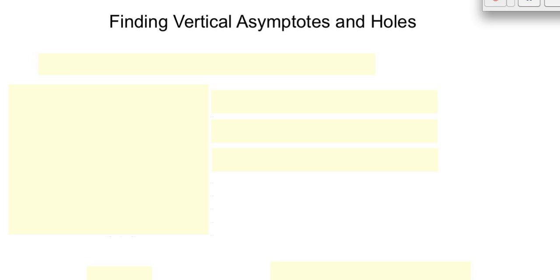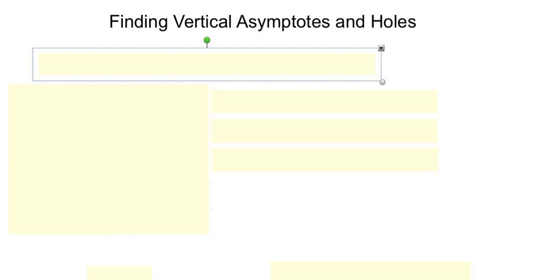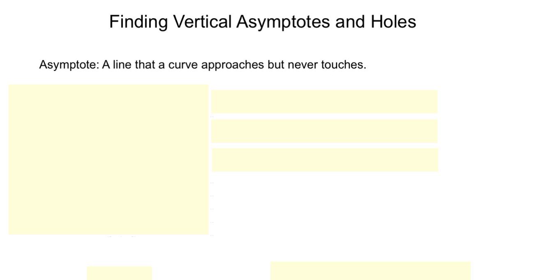Okay, this is a video for finding vertical asymptotes and holes. So first of all, some of you know this, but many of you are probably wondering, what is an asymptote? An asymptote is a line that a curve approaches but never touches.